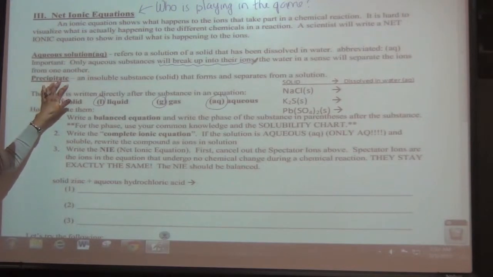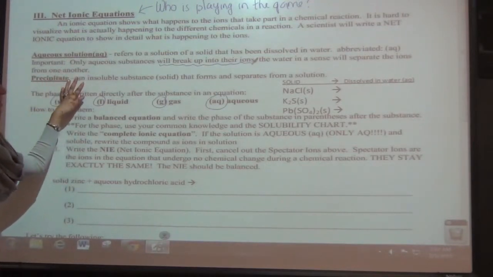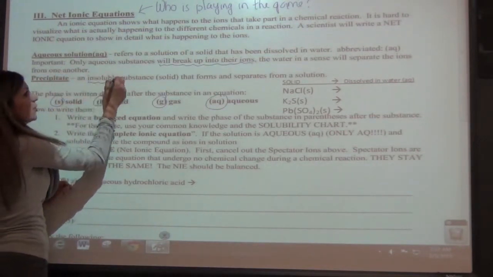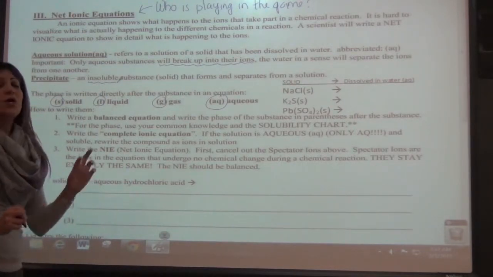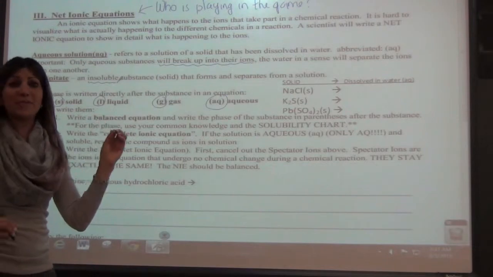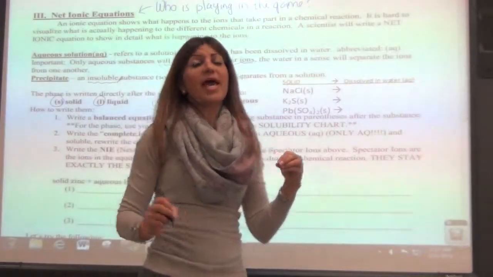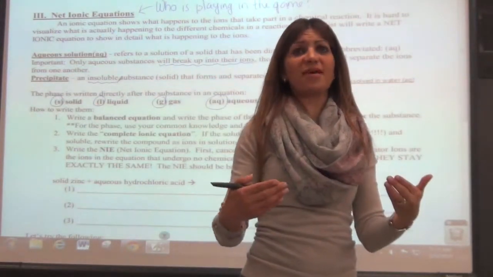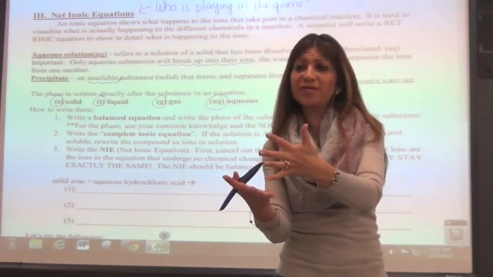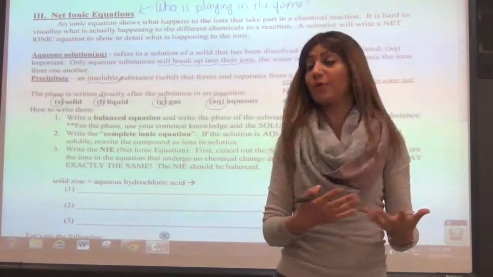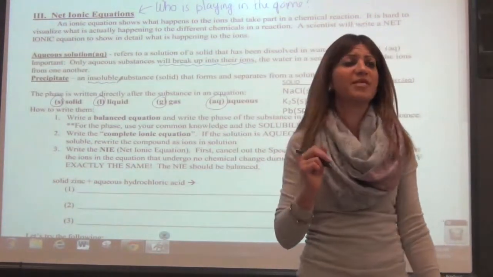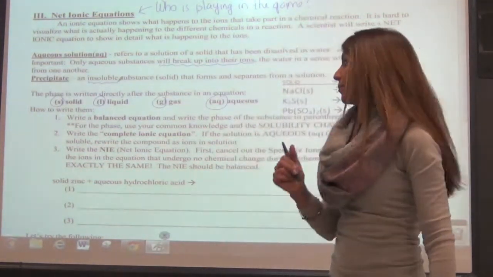A precipitate, this is important that you understand this, is an insoluble substance that forms and separates from a solution. And insoluble means it does not dissolve. So you could get precipitates that form in a reaction where you react 2 things together and one of them ends up being a solid. Then that is what you would call your precipitate. Everybody say precipitate. Precipitate. Okay, perfect.